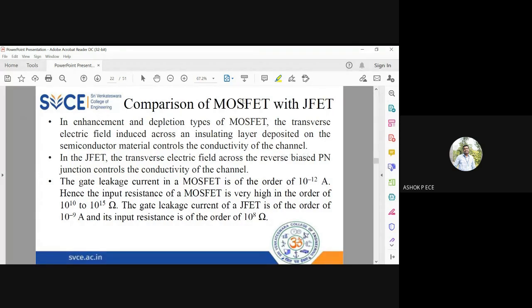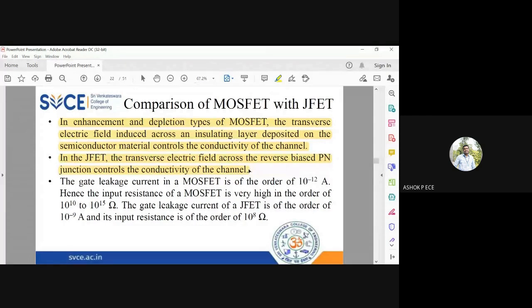So in MOSFET, it is the charge deposited on the semiconductor which will control the conductivity of the channel. Depending on what charge is deposited, that will control the conductivity of the channel. But in JFET, it is very simple. The reverse bias PN junction diode will control the conductivity.